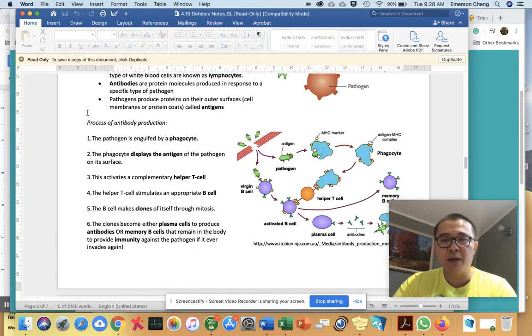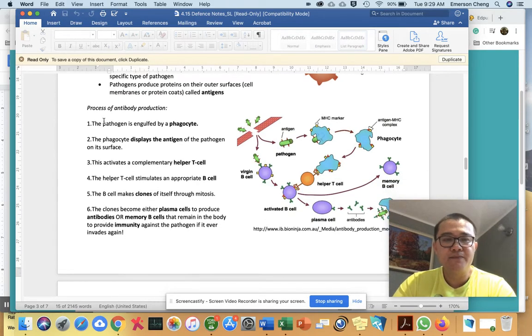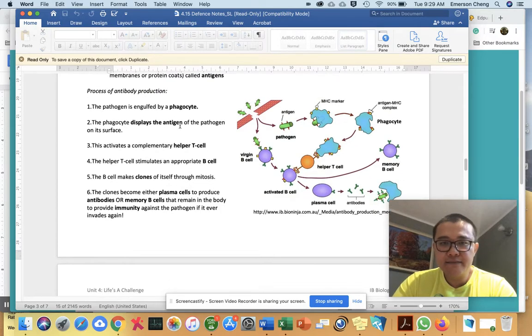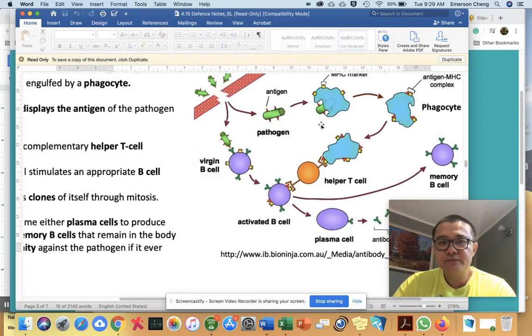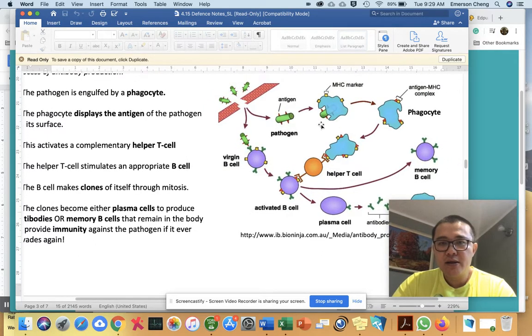So how does the antibody or specific immune system kick in? Okay, this is the part that takes a few days to work. So the pathogen is engulfed by the phagocytes. So here's the thing. Your skin broke, and the pathogen gets into your blood, into your system. It has antigens on the top. Now, let's zoom in a little bit.